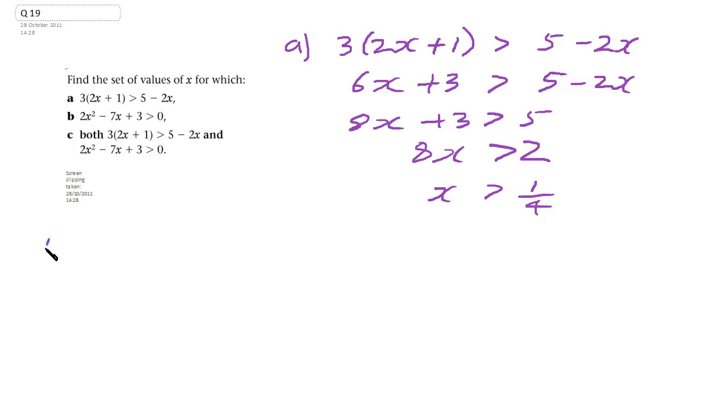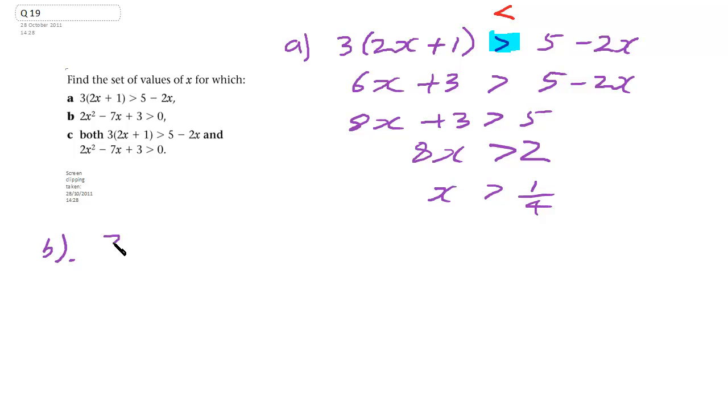Let's do part B. All nice and easy, that. Do remember though, if you're doing inequalities, if you divide or times by a negative number, the symbol in the middle, this symbol here, will flip. It'll end up turning the other way around. Important to remember that, but not applicable in this question.